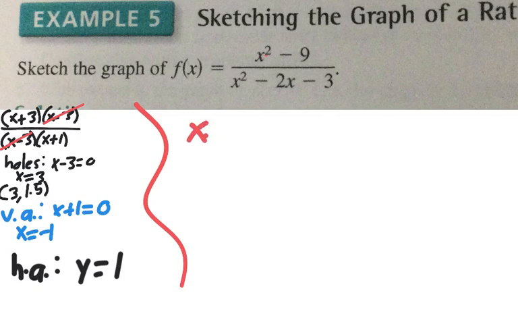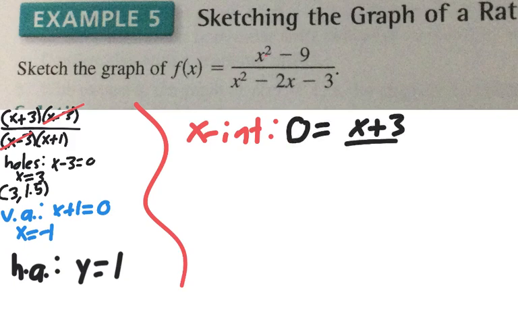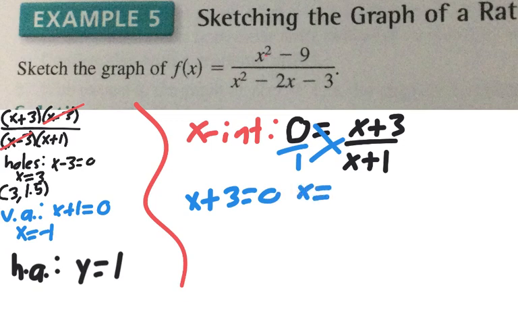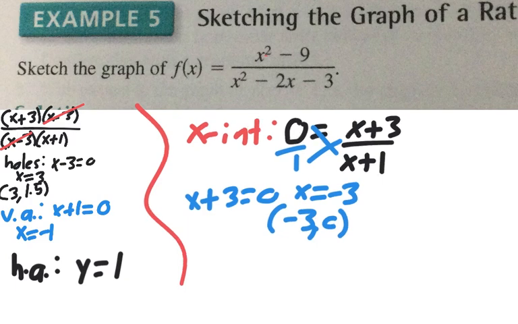Now the next part's where I messed up. So when I find my x-intercept, I have to use the new depressed polynomial. I can't go back to my original. So right here's my depressed polynomial, x plus 3 over x plus 1. So when I'm finding the x-intercepts, I do know that the y value is equal to 0, but I set the wrong thing equal to 0 last time. I did it to the original. I need to do it to the depressed polynomial. Now, when I solve this, that's going to give me x plus 3 equals 0, which means I have an x-intercept at negative 3. So again, that's the ordered pair, negative 3, 0.